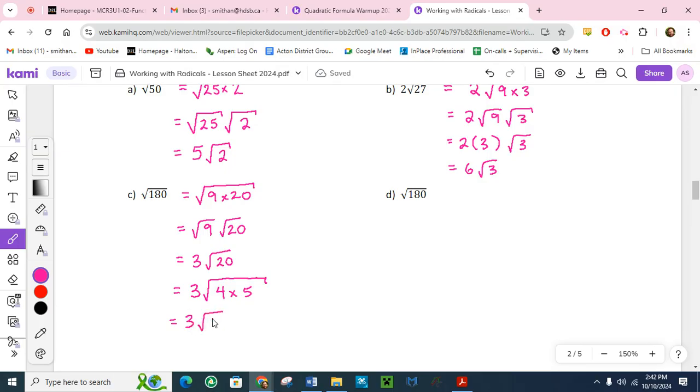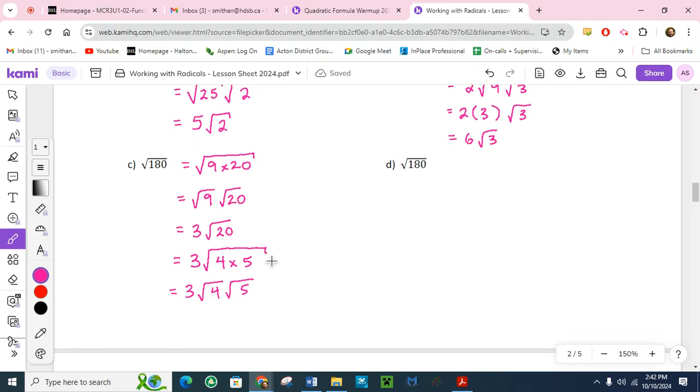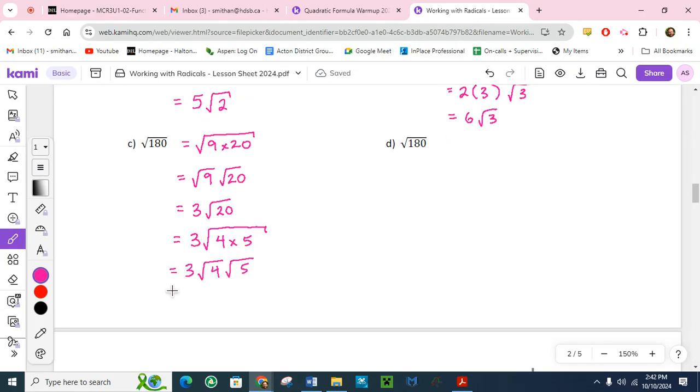And I can write that as the root of 4 times the root of 5. I'm showing a ton of steps here. The root of 4 is equal to 2, and 3 times 2 is 6. We get 6 times the root of 5. So sometimes, if you're trying to simplify a radical, maybe you have to do it twice.